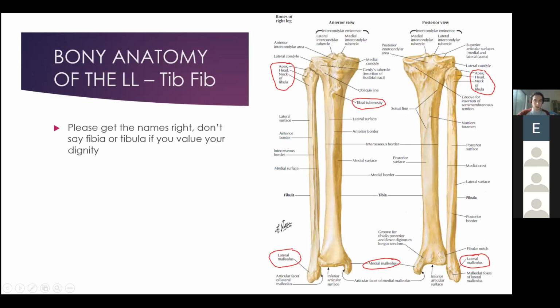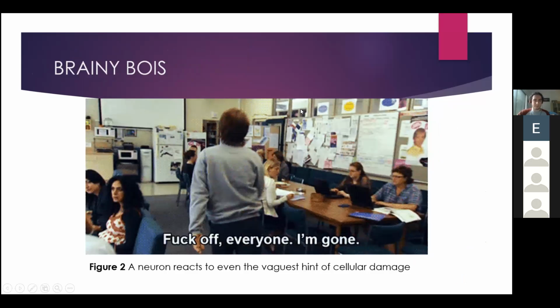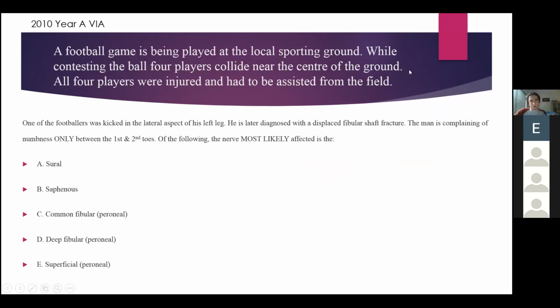All right. Tib fib. Yeah, just like don't say the names wrong to a surgeon. It's probably the main thing. There's some surface landmarks I've circled there, but for the most part, there's not much to learn. All right. So neurons and nerves. This is probably the highest yield part of lower limb. So if you're going to learn anything from this, just try and learn a little bit about the nerves.